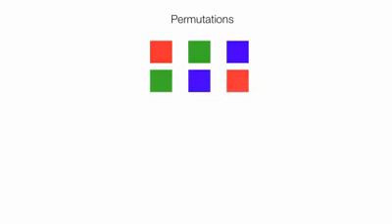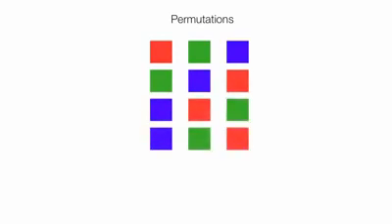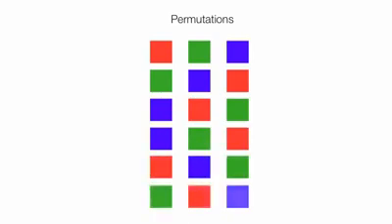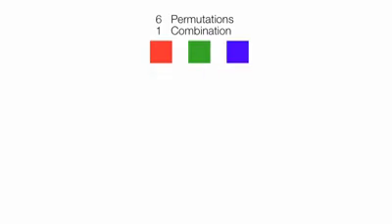Now let me fill in all the squares and all the different permutations, and I will have 6, hopefully. There's 1, 2, 3, 4, 5, 6 permutations without repeating, and only one combination. So we have 6 permutations and 1 combination possibility.